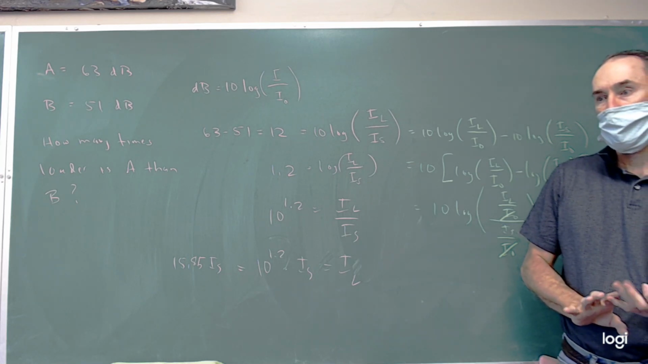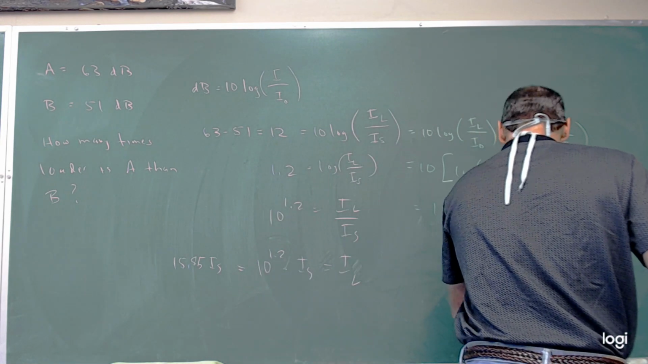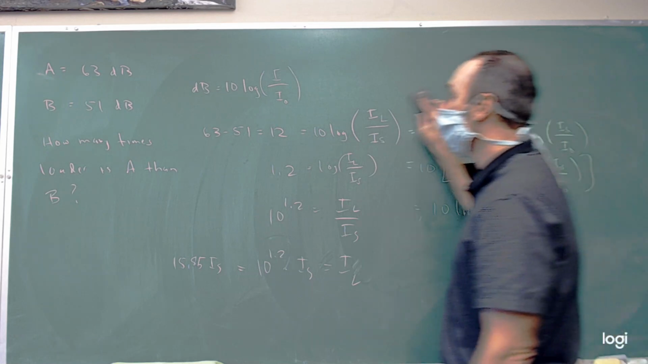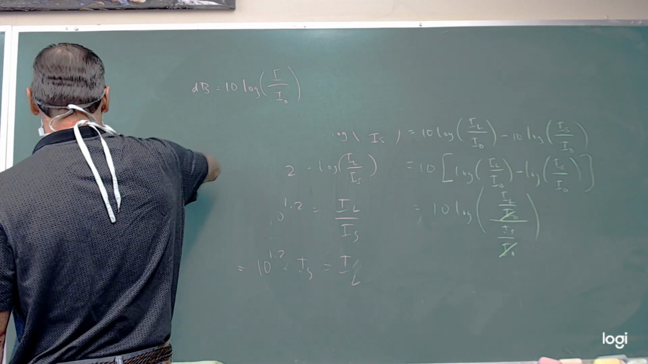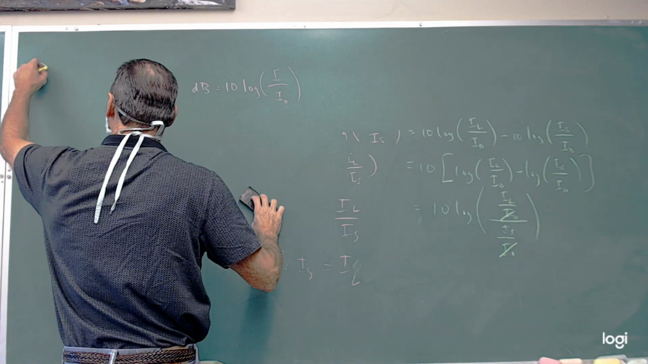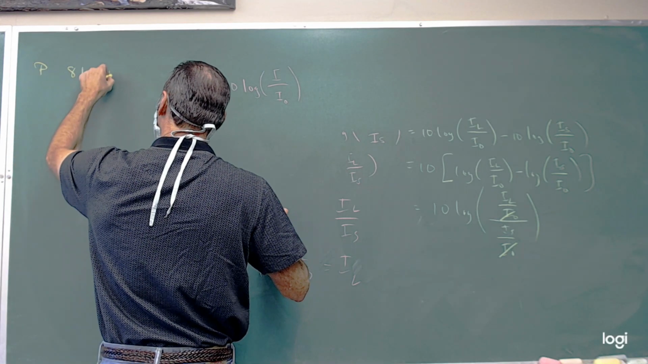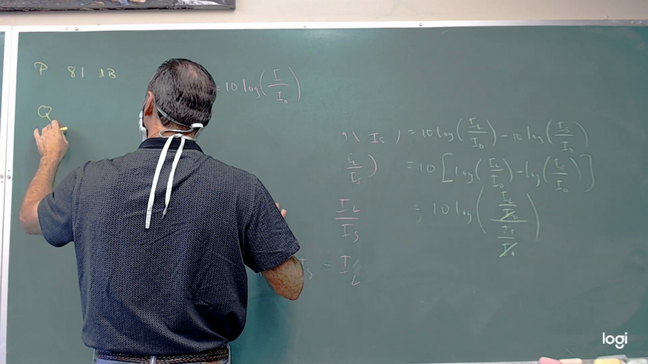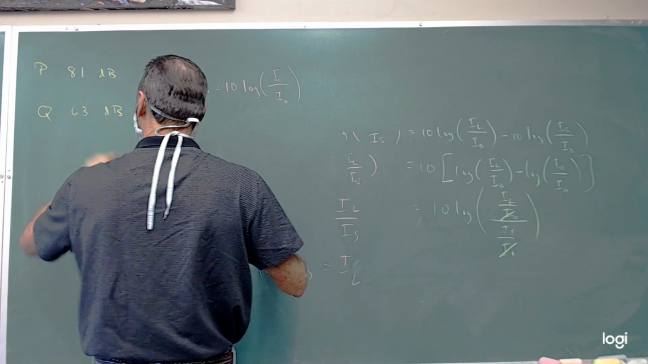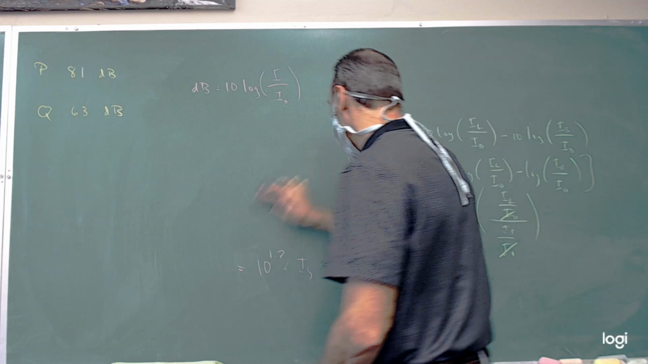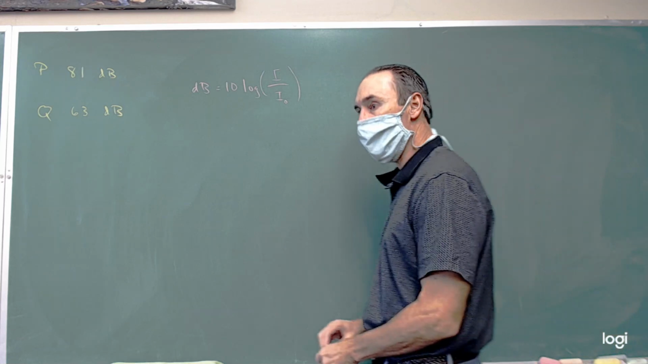Okay? Okay, let's try another one and see if we can make it make sense. So I'm going to destroy the evidence here. Let's say that now we have, we'll call it sound P is going to be, we'll say 81 decibels, and let's say sound Q is going to be, say, 63 decibels. And we want to know how many times louder is P than Q. And see if you can run through that process.